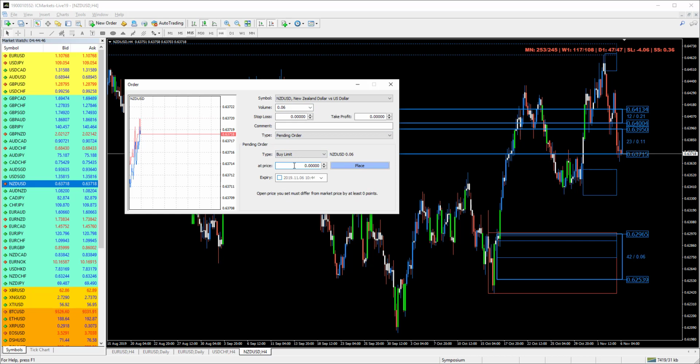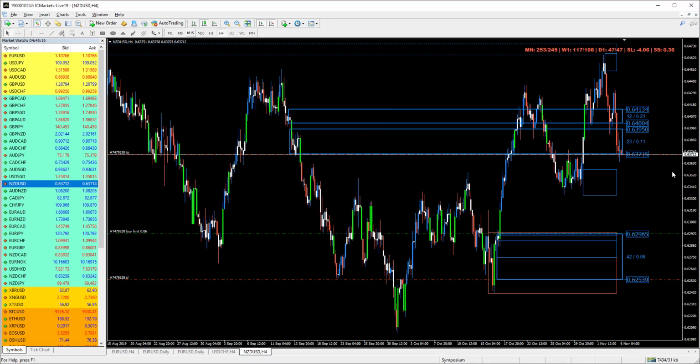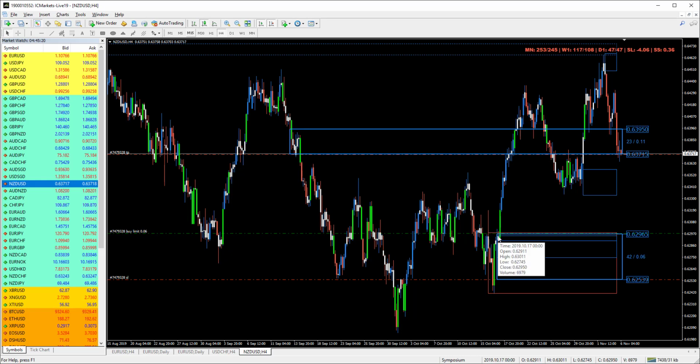So we're buying at 0.6297. Stop loss 6254, 0.6254. Cool. Cool, so we'll leave it on there for the time being. We'll see what happens. But I'm going to leave it at that.